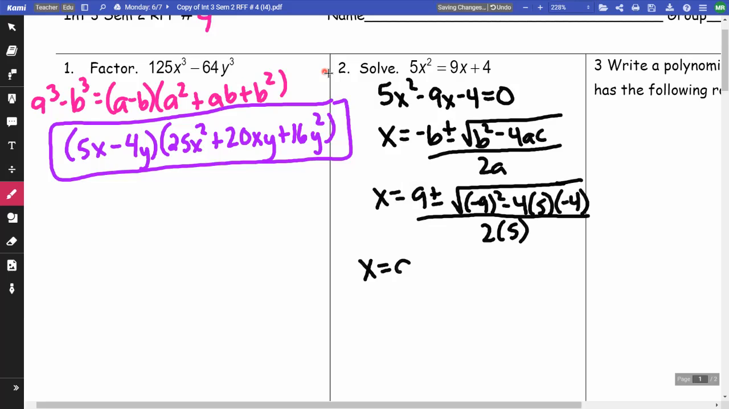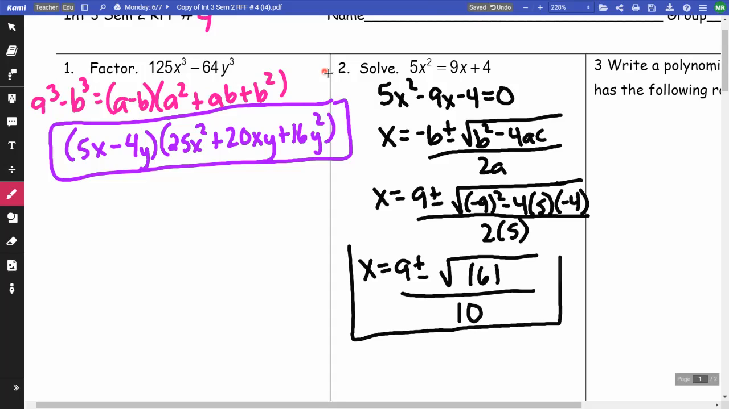Okay, so I get 9 plus or minus the square root. And let's see, we put 81 minus 4 times 5 times negative 4. And I end up getting 161 over 10. 161 over 10 cannot be simplified. So that's our answer.